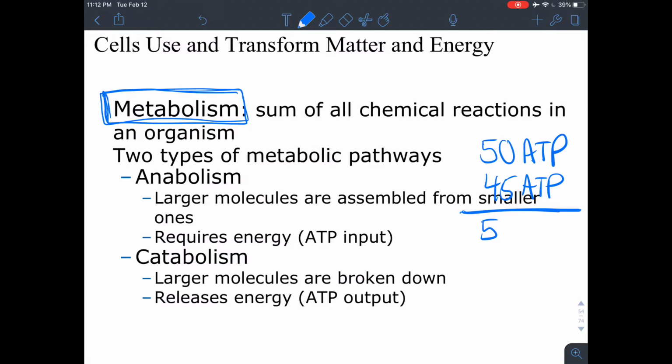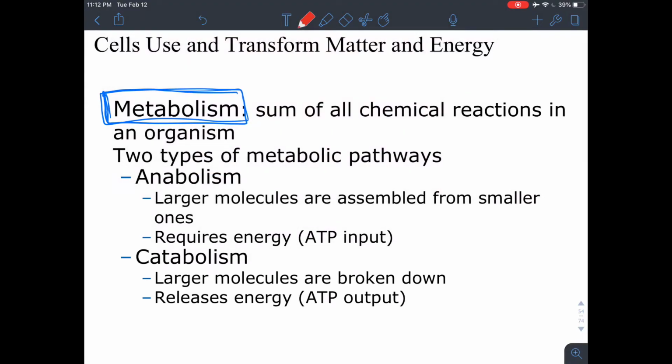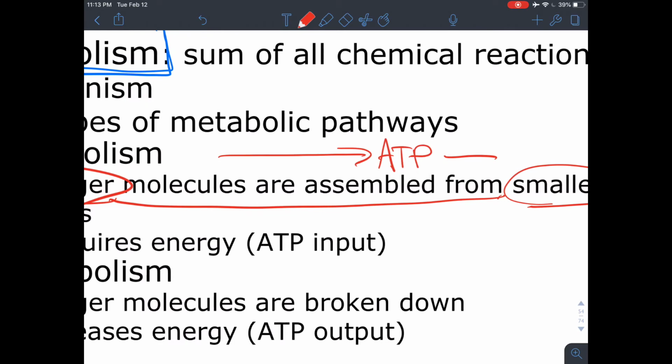Now let's break that down even further. We're just looking at some terms here to get started. When we utilize ATP, it's called anabolism, okay? We are taking small molecules and we're making big molecules. So when would be one instance when we would do that? We've already talked about it.